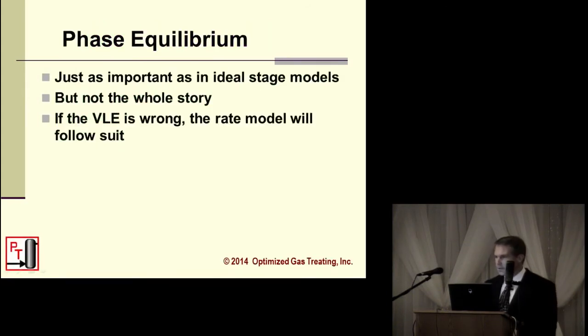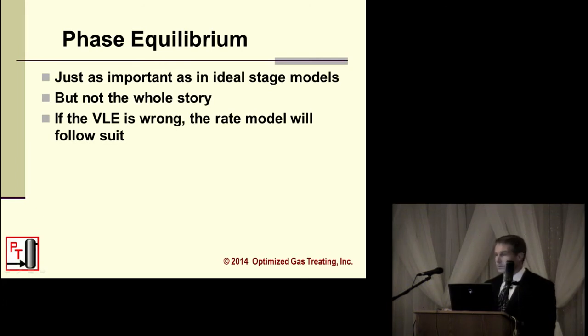Now, I don't want to discount phase equilibrium. It is just as important to get the VLE right in a rate model as it is in an ideal stage model, because that gives you your driving force for mass transfer. If your driving force is wrong, your mass transfer rates are wrong, your column predictions are wrong. If your input is wrong, that's something else. Garbage in, garbage out applies with rate models just as much, if not more, than an ideal stage model.